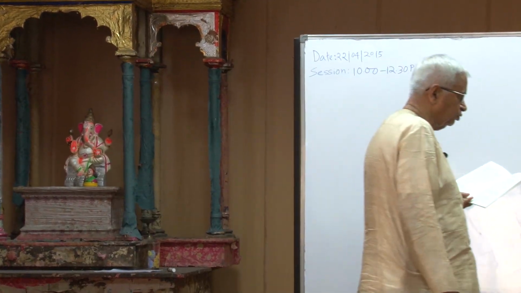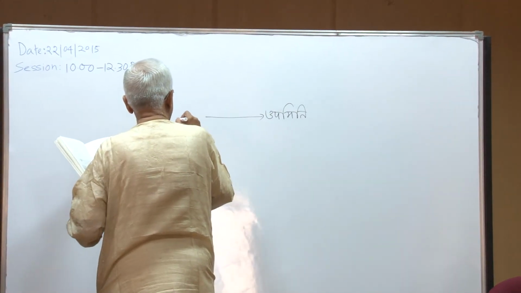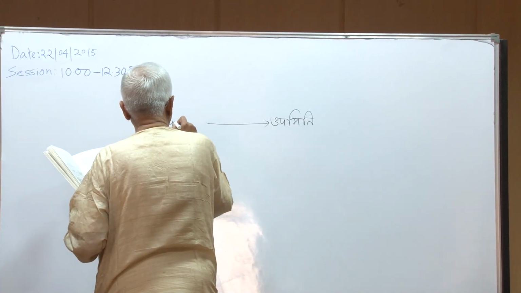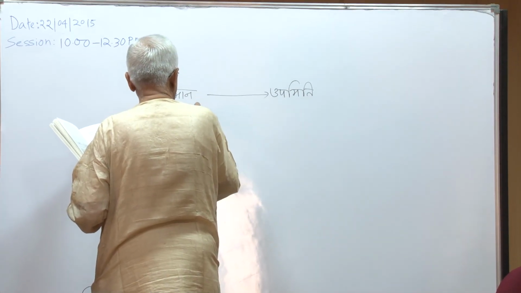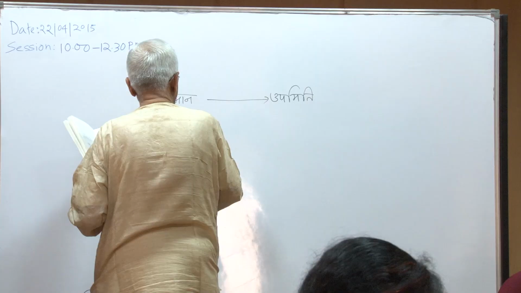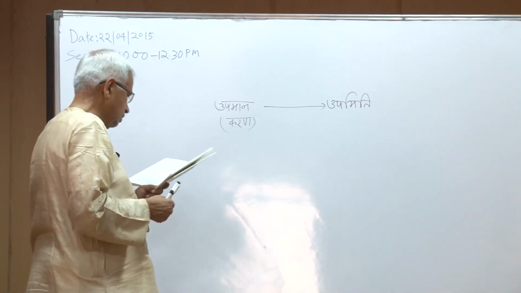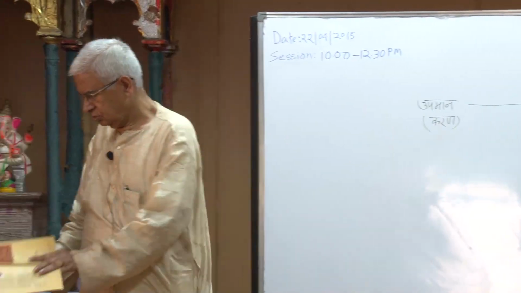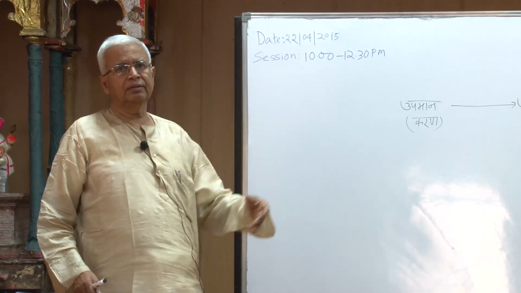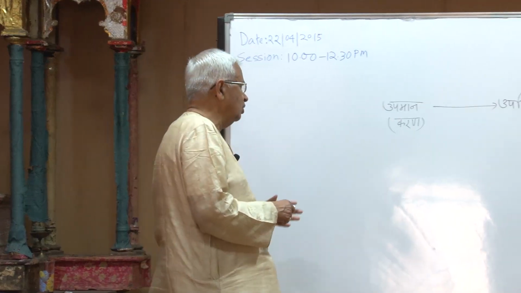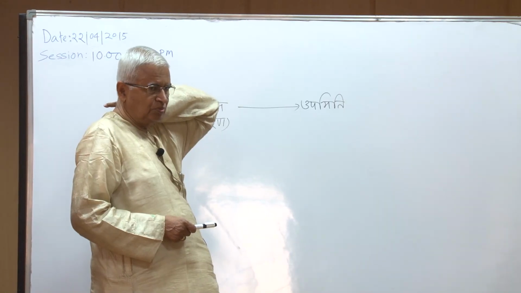So Upamiti is to be produced by an instrument, and that is Upamana. Karana, instrument. That is Pramana. So Upamana Pramana. Through this process we will have Upamiti Prama. Upamiti Prama will emerge through this process, and that process is called Upamana Pramana.